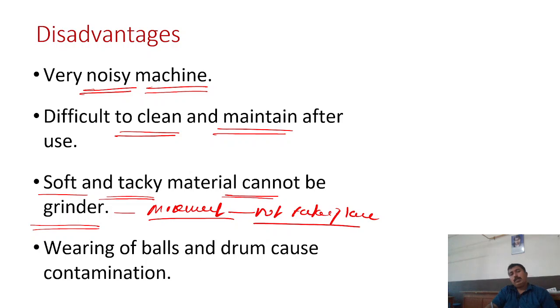See, due to continuous use of the ball mill, what will happen? Wearing and tearing of the balls and drum inner wall takes place, and that may cause contamination. The material of the drum and balls in the form of fine particles may enter the final powder product, and that may cause contamination of the material. So these are the various disadvantages of ball mill.